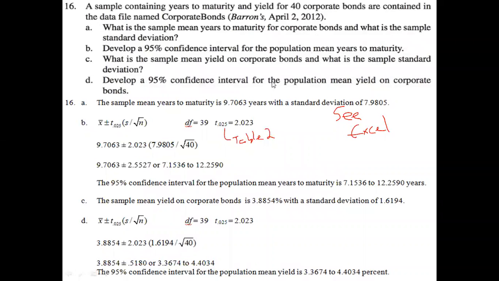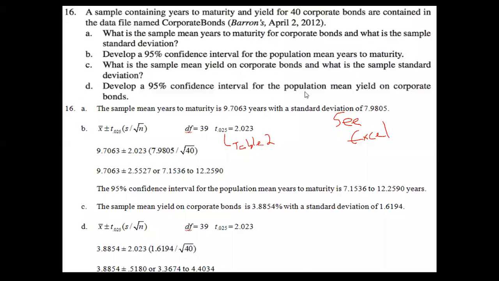All right, now here's the next sample. A sample containing years to maturity and yield for 40 corporate bonds are contained in the data file named corporate bonds. Now, what is the sample mean years to maturity for corporate bonds, and what is the sample standard deviation? Develop a 95% confidence interval for the population mean years to maturity. What is the sample mean yield on corporate bonds, and what is the sample standard deviation? And develop a 95% confidence interval for the population mean yield on corporate bonds.